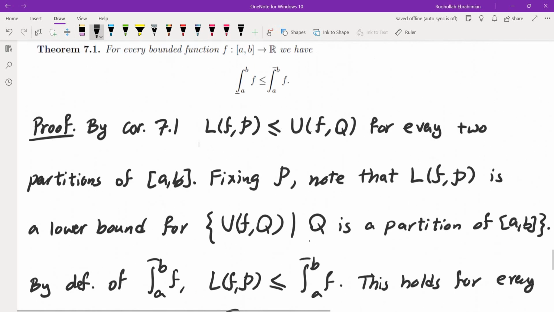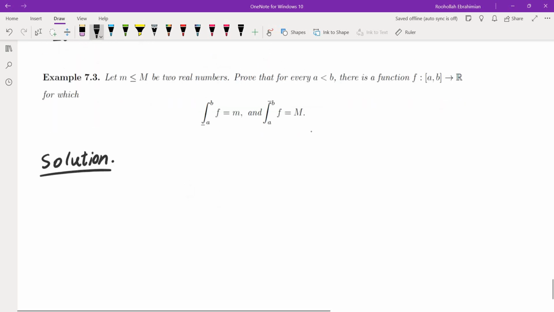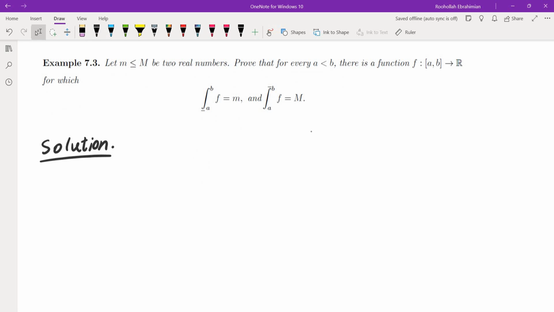Okay, so again, going back and seeing what we did, the lower integral is always less than or equal to the upper integral. And that makes sense because the lower integral was trying to underestimate the area, and the upper integral was an attempt to overestimate the area. And in fact, that is correct. Okay, so let's do an example. And that's the last thing we're going to do today.